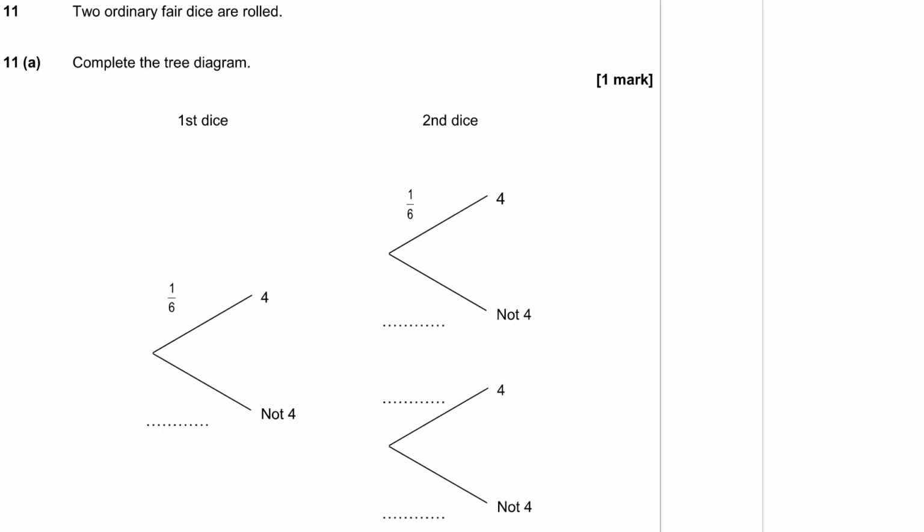2 ordinary fair dice are rolled. Complete the tree diagram. Okay, so we've got our rolls for the first dice on the left, and the probability of getting a 4 is 1 over 6, and we know that the probability then of not getting a 4 is going to be 5 over 6, because all the branches of each part of a tree diagram should add up to 1 because of completion. So again, up here that should be 5 over 6, 1 over 6, and 5 over 6.